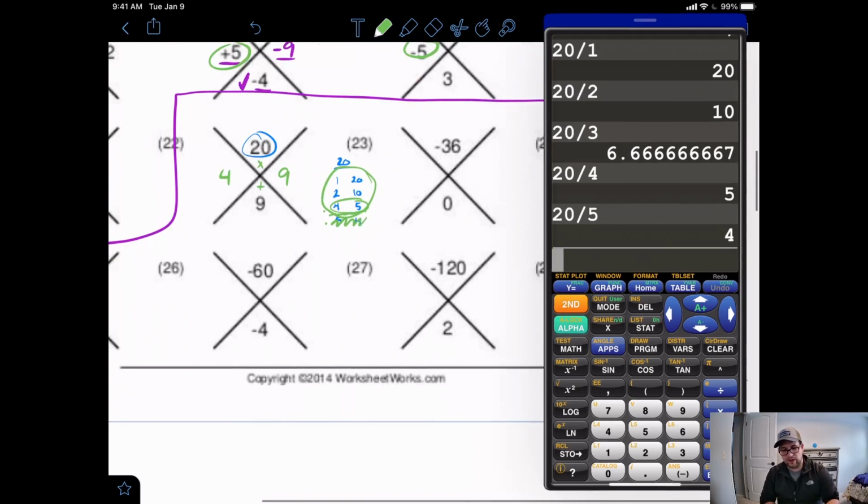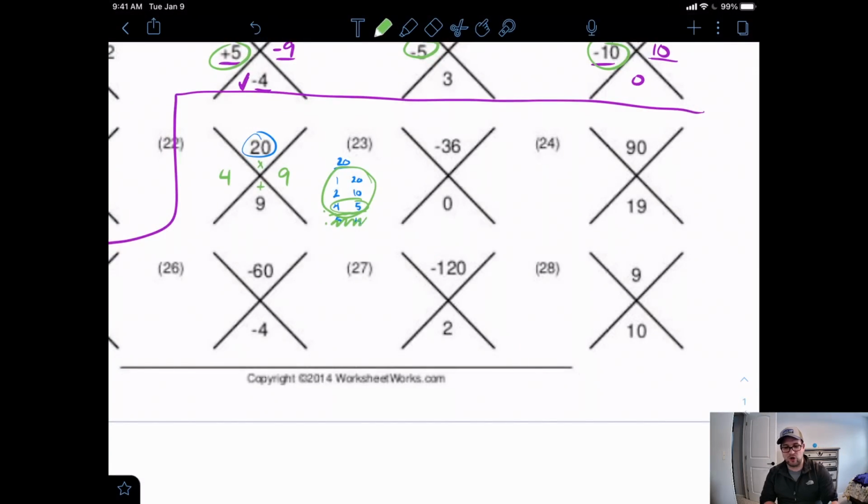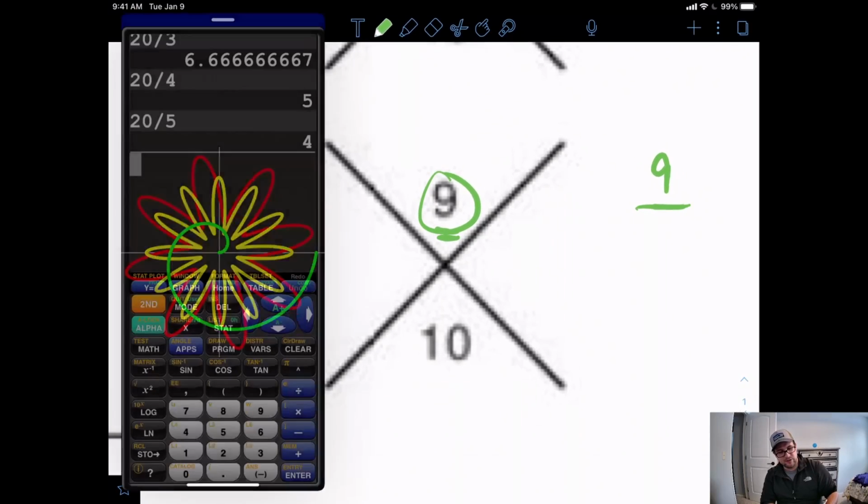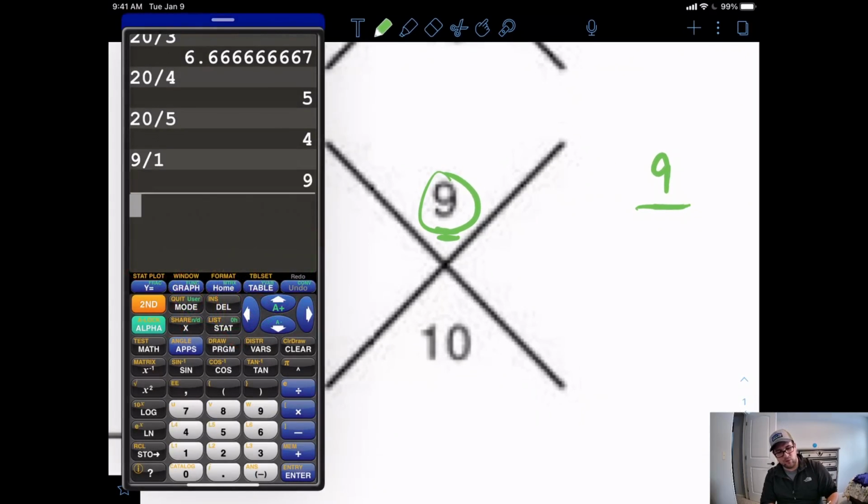Let's do one more. And don't get me wrong, I know these are the hardest ones, but we still need to be able to work with them. So let's do problem number 28. So the way we approach these problems is we take our top number, and that's what goes on top of our list. Now, as we work down, we got to think, what numbers go into 9? So this is where we grab our calculator. We say 9 divided by 1. That means 1 goes in 9 times.